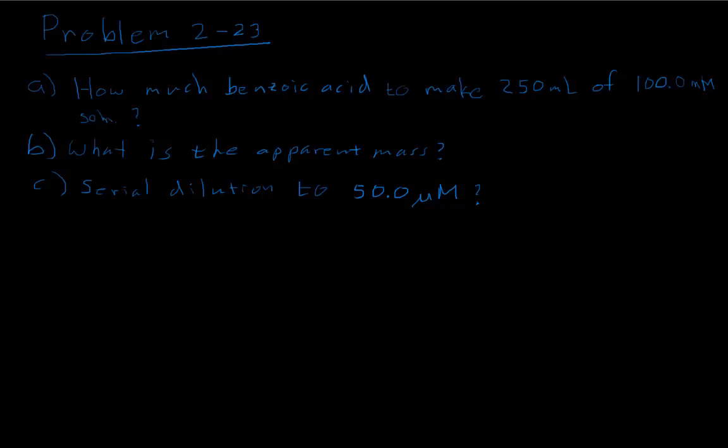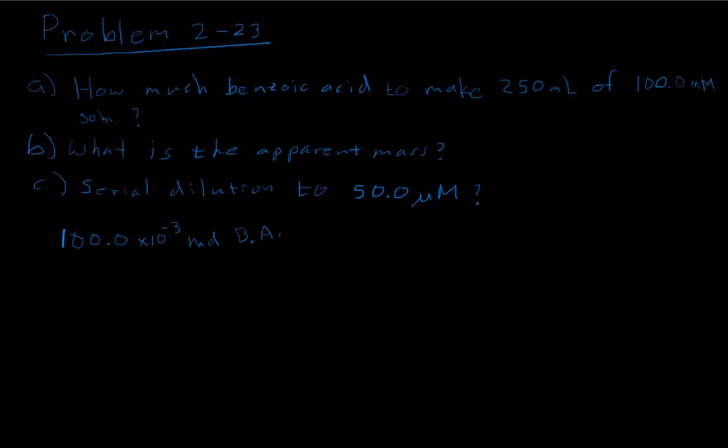All right, so let's start off with Part A. Part A is a fairly standard kind of problem. We want to calculate how much of a solid we would need to weigh out to make 250 milliliters of a 100.0 millimolar solution. Just a reminder, the prefix milli means times 10 to the negative third, and capital M, molar, means moles, and in this case we're talking about the solute benzoic acid, which I'll abbreviate BA.